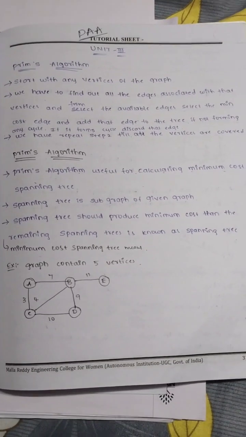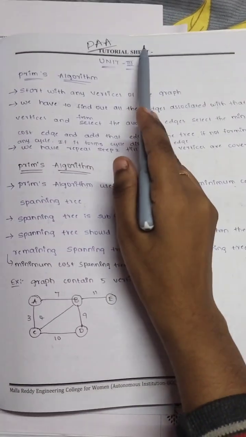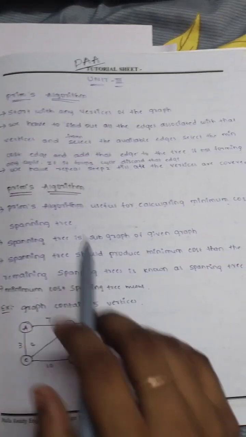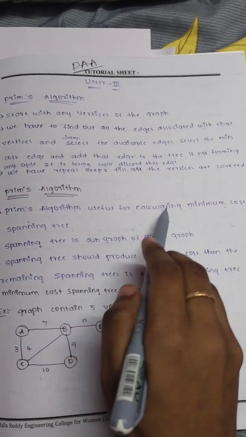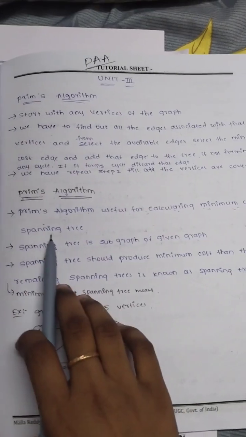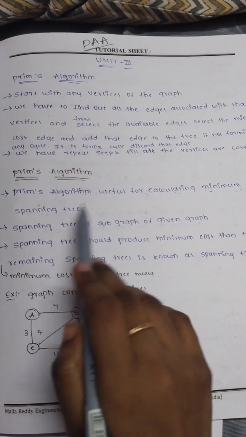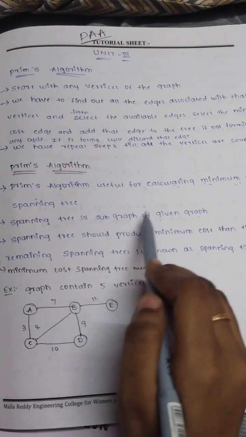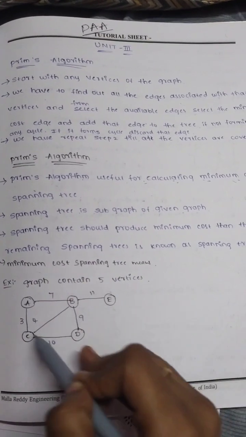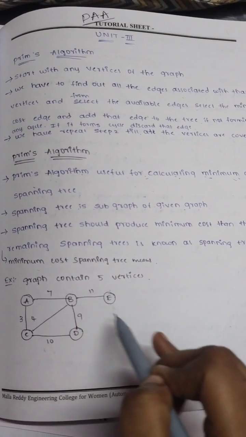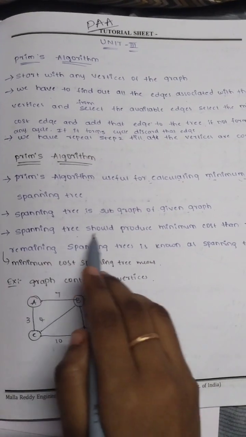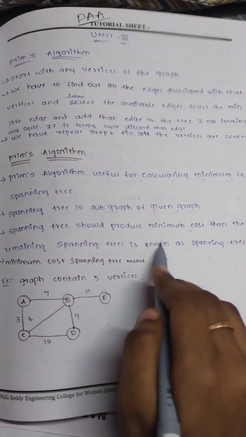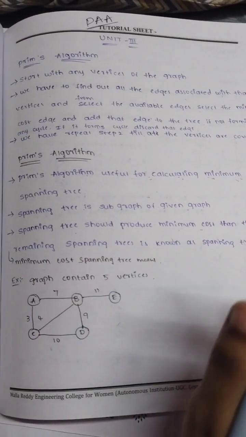Today we are discussing Prim's algorithm in DAA, design and analysis of algorithms. What is Prim's algorithm? Prim's algorithm is useful for calculating the minimum cost spanning tree, which means we can calculate the minimum cost of a spanning tree. A spanning tree is a subgraph of the given graph. A spanning tree that produces minimum cost compared to the other remaining spanning trees is known as the minimum cost spanning tree.